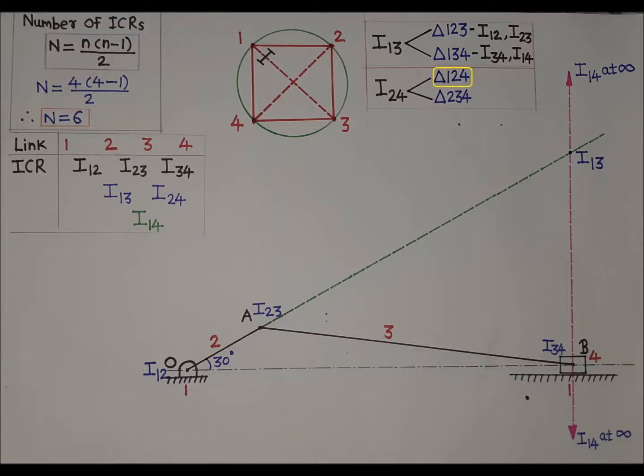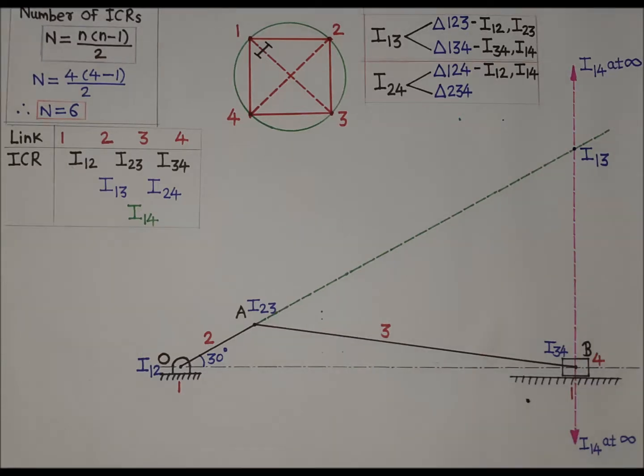Now we will focus on triangle 1, 2, 4. In triangle 1, 2, 4, link 1, link 2 and link 4 is involved. For these 3 links, possible ICRs or possible combination of two bodies or links will be 3. That is I12, I24 and I14. Out of these 3 ICRs, I24 is already written. Hence, we will write remaining 2 ICRs, that is I12 and I14.